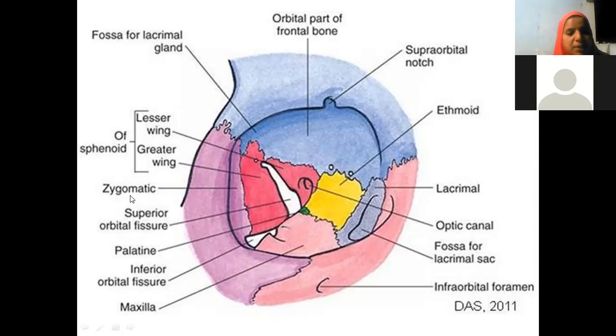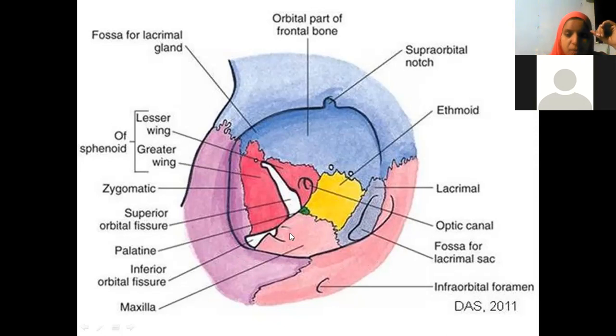The lateral wall is formed chiefly by the zygomatic bone. Actually, this process is the zygomatic process of the frontal bone. This projection will be the frontal process of the zygomatic bone. Two opposite terms are used. Then this is the medial wall. Similarly, it will be formed by, this is the maxillary bone, so the maxillary process of the frontal bone and the frontal process of the maxillary bone. The floor is formed by the zygomatic bone and maxillary bone.